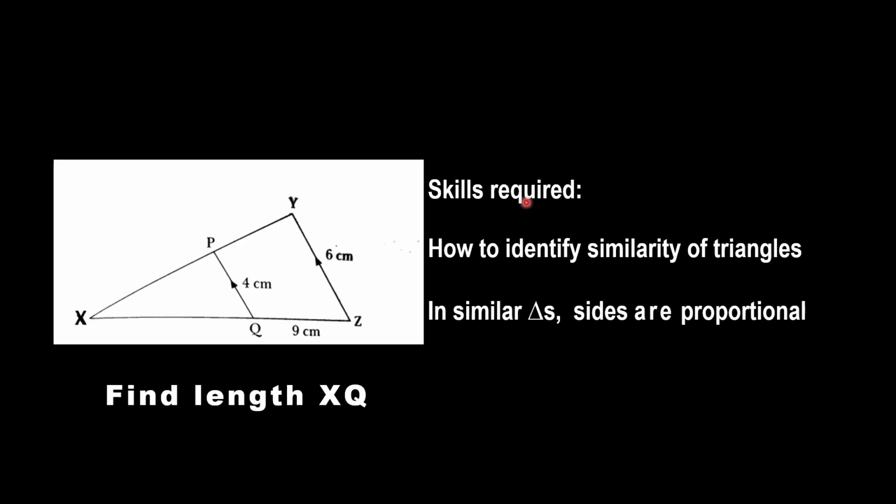Skills required are how to identify similar triangles, the similarity of triangles, and you have to know that in similar triangles, sides are proportional. First identify similar triangles, and then use the proportional lengths of the sides. If you know these two things, you can solve for the length XQ very easily.